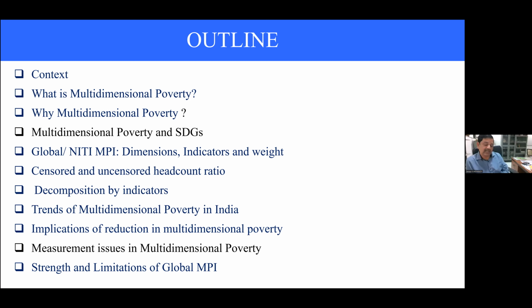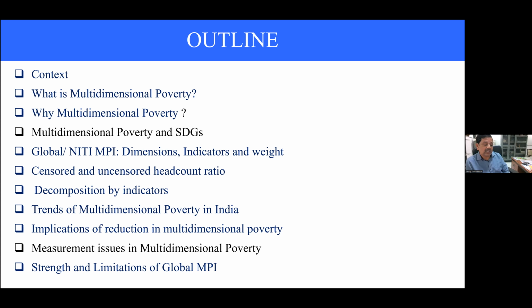As I said, NITI Aayog has published a report based on MPI. So basically to look into the dimensions, indicators, and what has been used. And there is a concept of censored and uncensored headcount ratio, like we use in consumption poverty. Then I will talk about the trends of multidimensional poverty in India, and how it has been varying across the states, at least over a period of time. Then we can have a discussion about the implications of these trends.